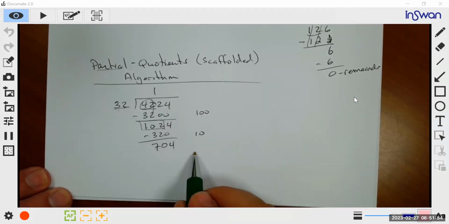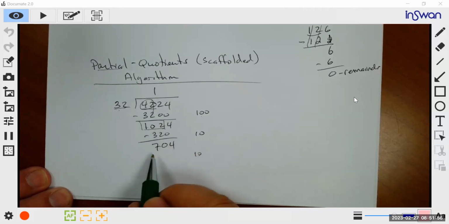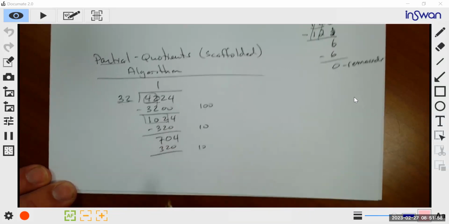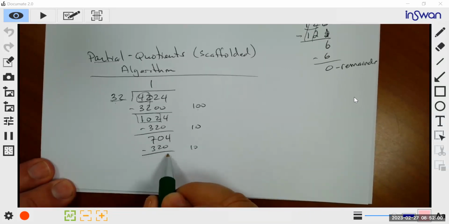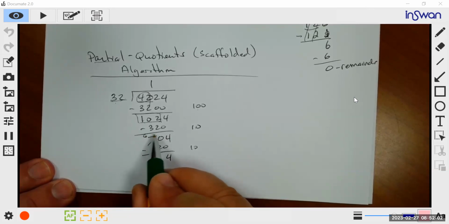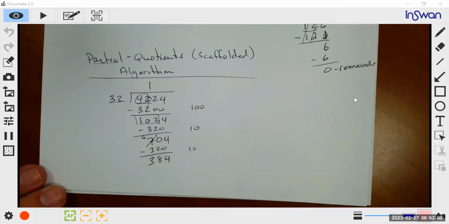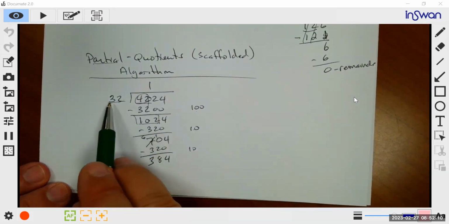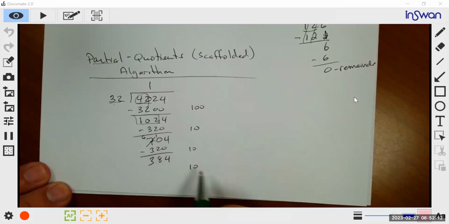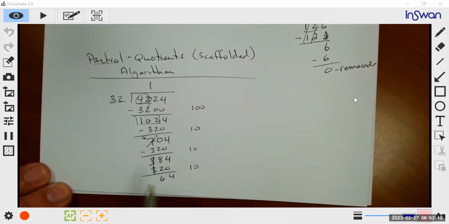Can we have 10 more of these? 10 times 32 is 320. 4, so we have to borrow 1 from here. 10 minus 2 is 8. 6 minus 3 is 3. Can 320 fit in there? So we have another 10. 8 minus 2 is 6, and those cancel.